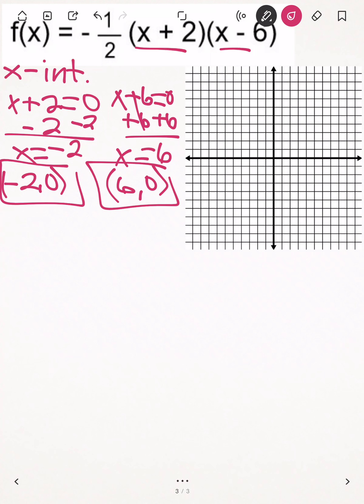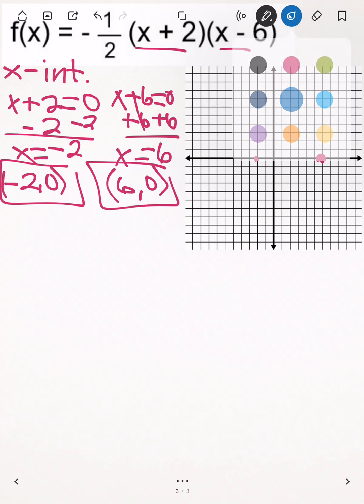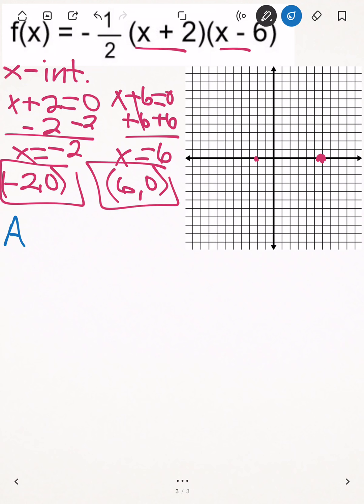So now I'm going to plot those. So negative 2, 0 is right there. 6, 0 is right there. Now I need to find my vertex. Before I can find my vertex, I need to find my axis of symmetry. So my AOS. Remember, that's X equals P plus Q divided by 2. We want to find the middle point or the middle ground of the two X intercepts.